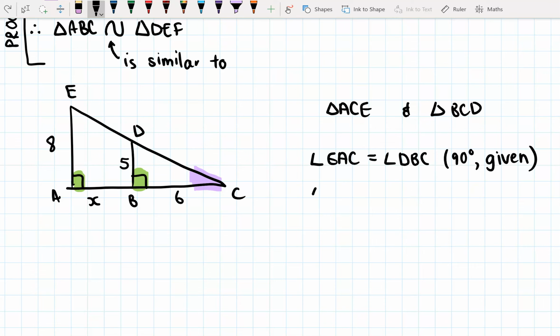We can say angle AC, and remember, use the whole thing. So it's going to be ACE is equal to angle BCD. Now, in this case, what's our reason?